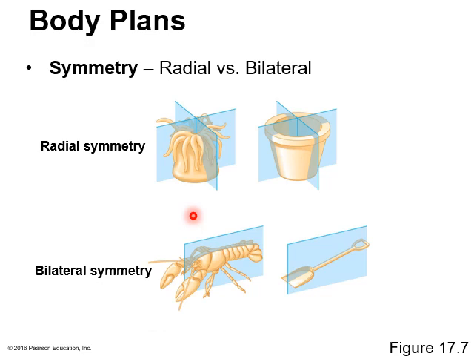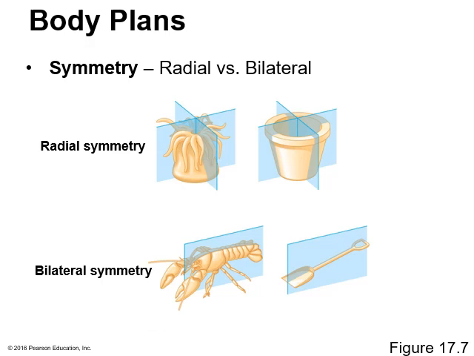But with a truly bilateral organism, there's only one way to split it up to have mirror images. You can only split up a lobster in this particular way so that it has a mirror image left and right side. If you were to cut it down the middle, it would have a front half and a back half that are not mirror images of each other. Or if you were to cut it like this, so that there was a top and a bottom, again, it wouldn't be a mirror image. They would be different from each other. So bilateral organisms have just one true left and right side.